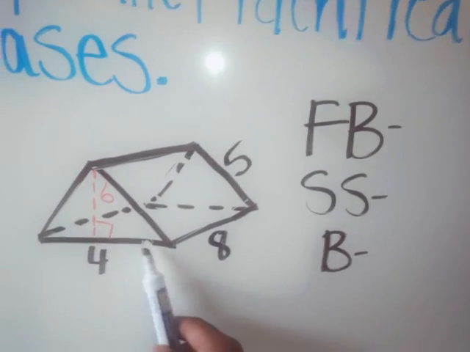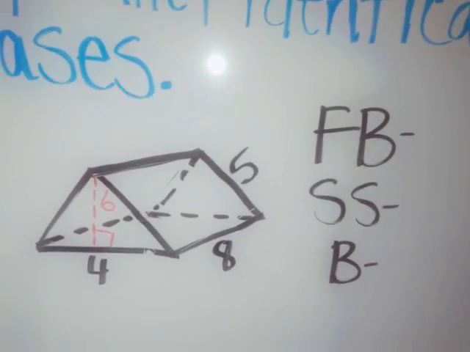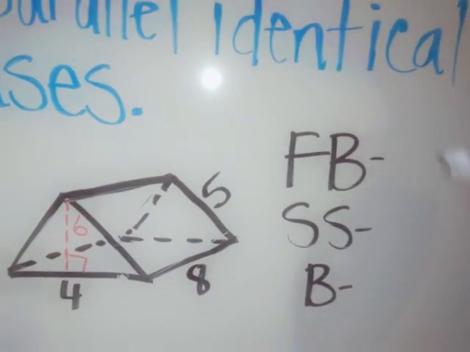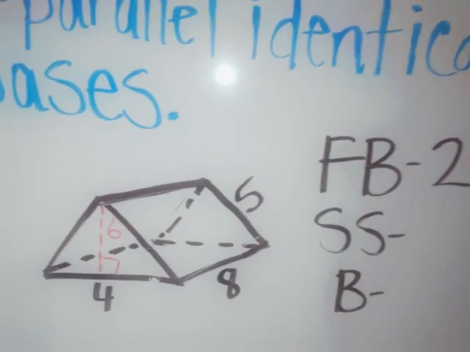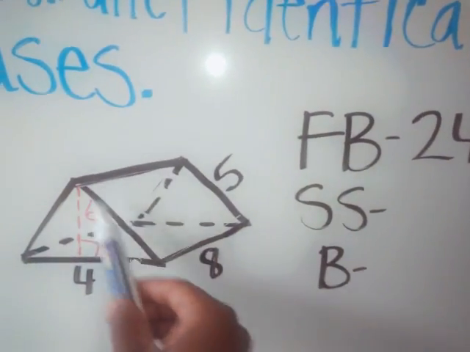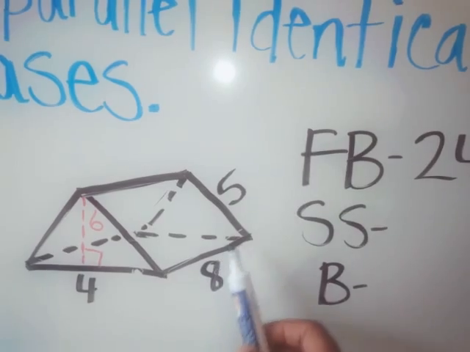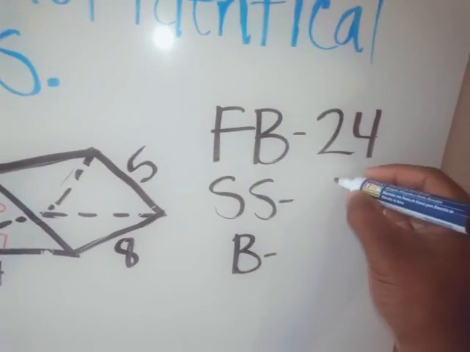All right, let's find the area. So the base is 4, the height is 6. 6 times 4 is 24. Half of 24 is 12. Multiply that by 2 because we have 2 of the same faces. We should get a total of 24. Now let's do side and side. We have a side base of 8 and the height of 5. So we have 40. It's one face. The next face is also 40. That's a total of 80.